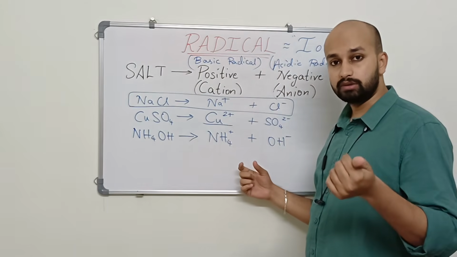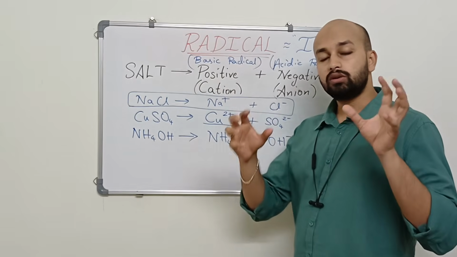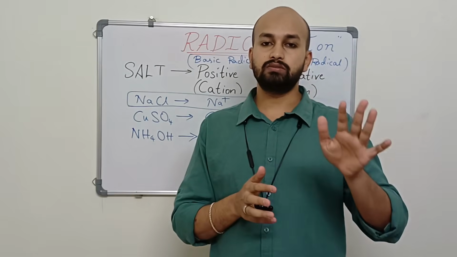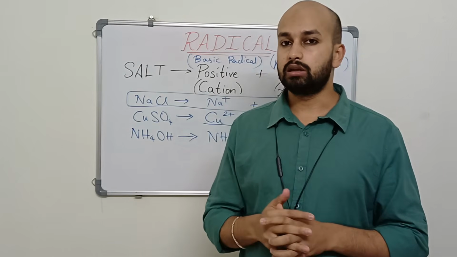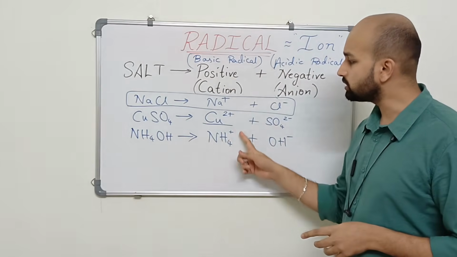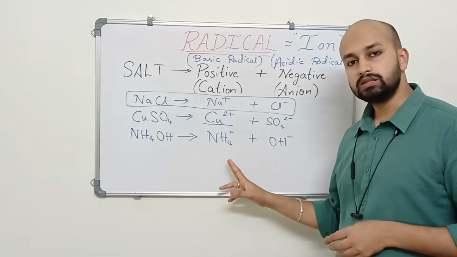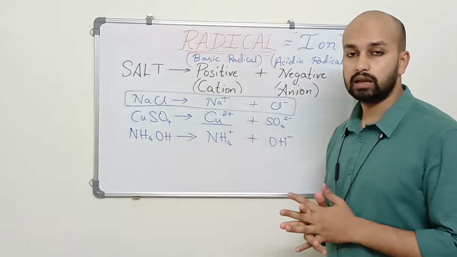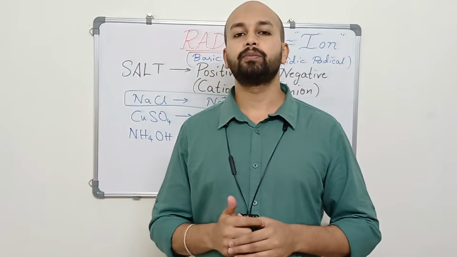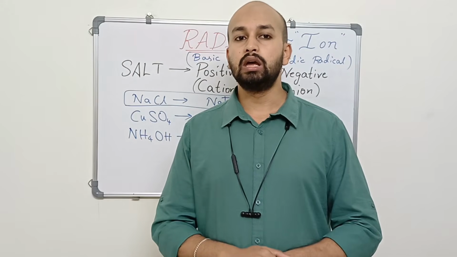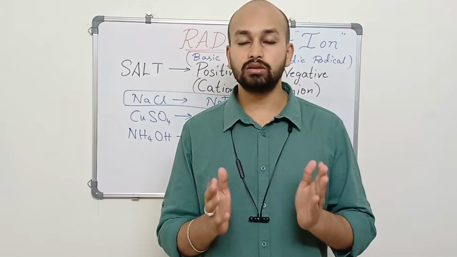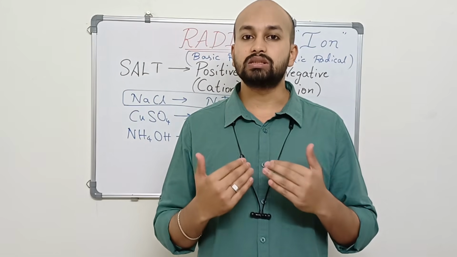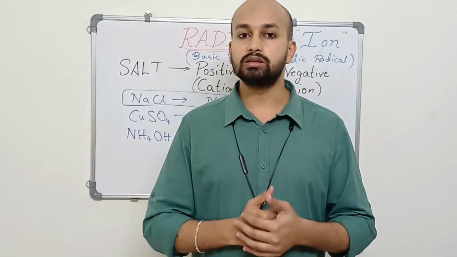I have given you the table. In the table, you have different columns of both basic radicals, list of basic radicals, as well as list of acidic radicals. So whichever is cation is basic radical, whichever is anion is an acidic radical. So this is about radical. I hope it is understood. Well, I've tried making it much simpler for you to understand what radicals are.